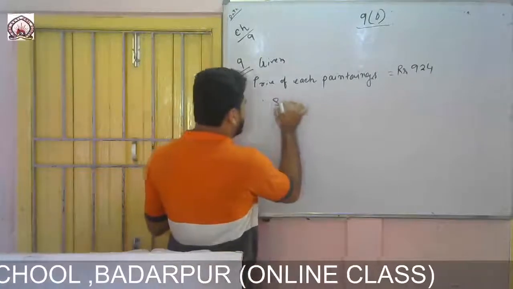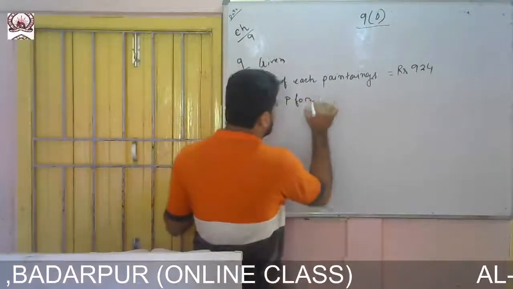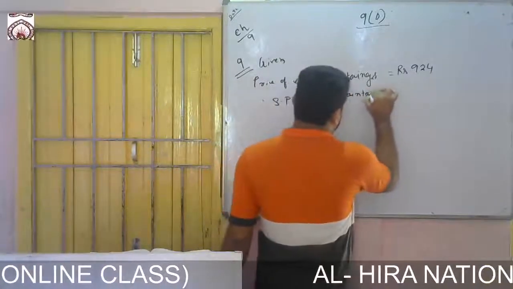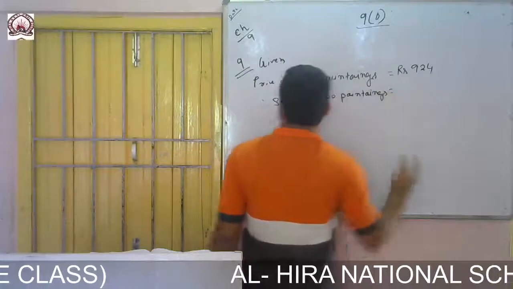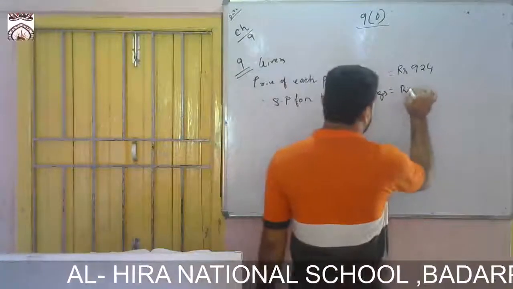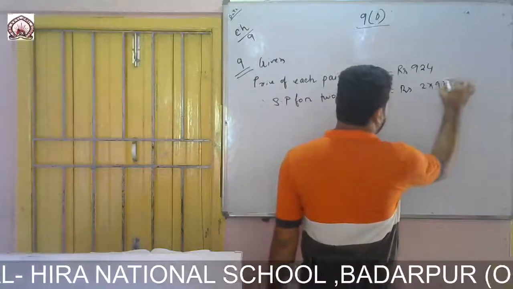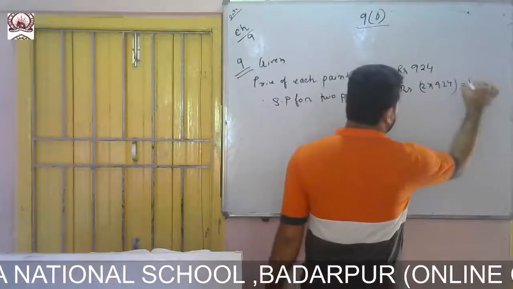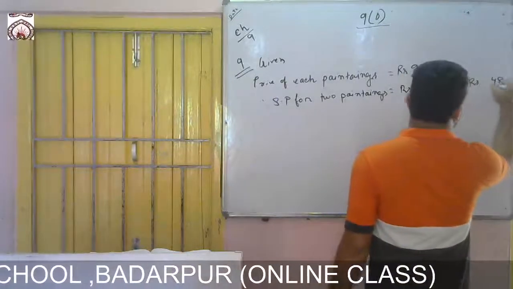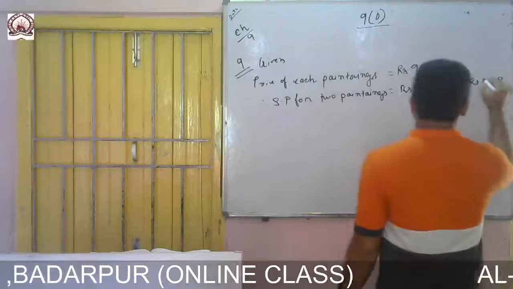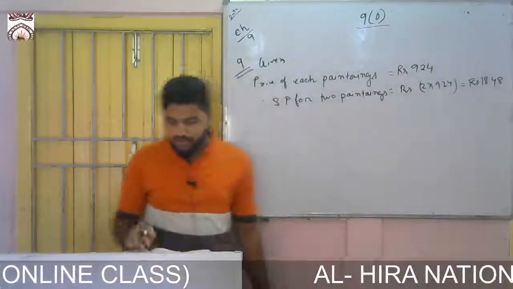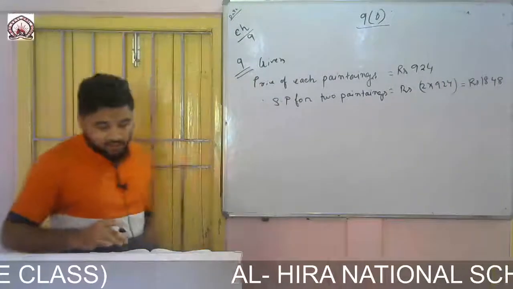Therefore, you write SP for two paintings will be. SP means selling price. So SP for two paintings will be 2 into 924. 4 2s are 8, 2 2s are 4, and 9 2s are 18. Rupees 1848.